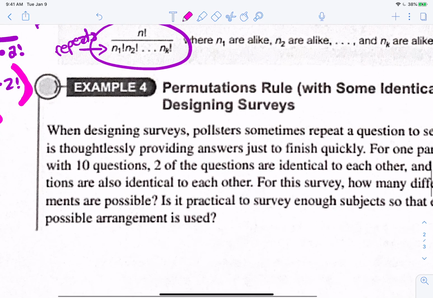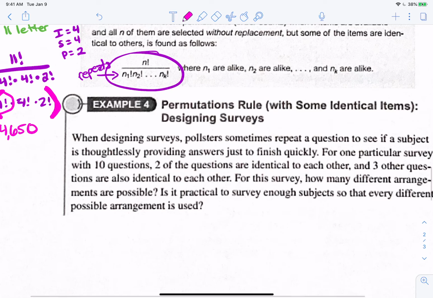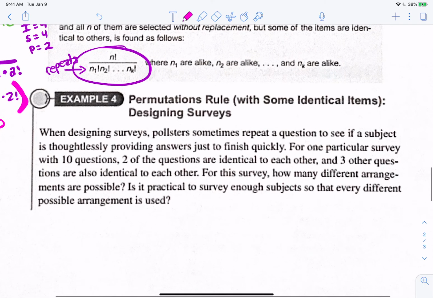All right, let's go down to example 4. When designing surveys, pollsters sometimes repeat a question to see if a subject is thoughtlessly providing answers just to finish quickly. I bet you guys have had this done to you before if you've answered a survey. They will ask you the same question twice in the survey. The first question might be really similar to the 12th question, but worded differently. It wants to see if you're answering them both the same way or just slapping answers down, if it's an opinion question.